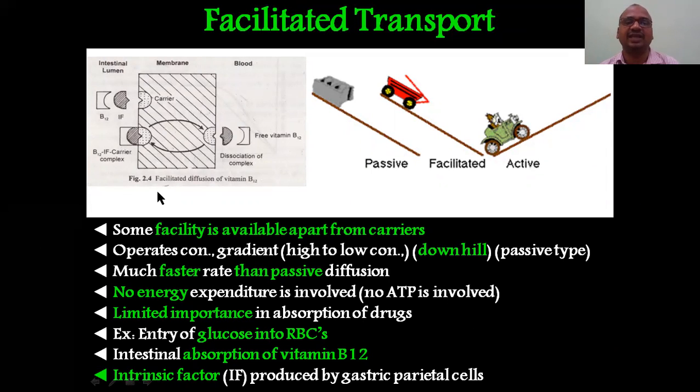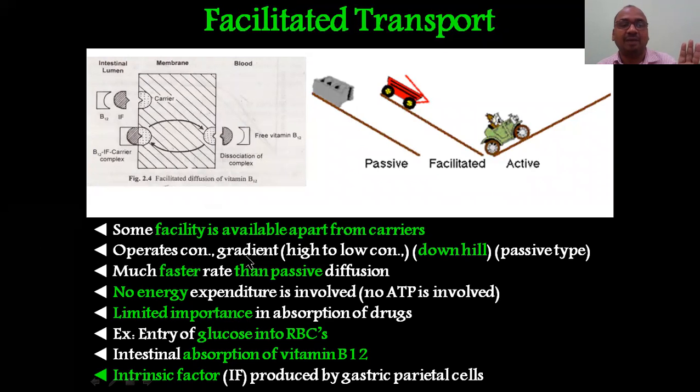The same diagram only here. See here, passive diffusion, simply it is coming. This is active, uphill. This is passive, a downhill. Facilitated transport is also downhill, same only. But there is some facility of wheels. See here, wheels are there. Here there are no wheels. So facilitated passive diffusion is nothing but facilitated transport. Wheels must be there, some facility must be there. Some facility is available apart from the carriers.